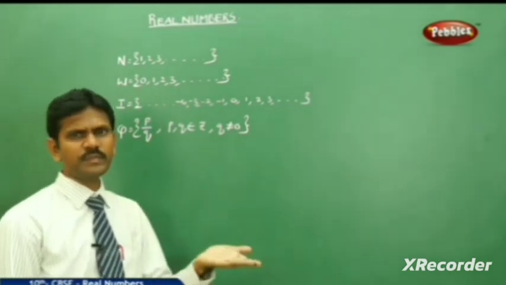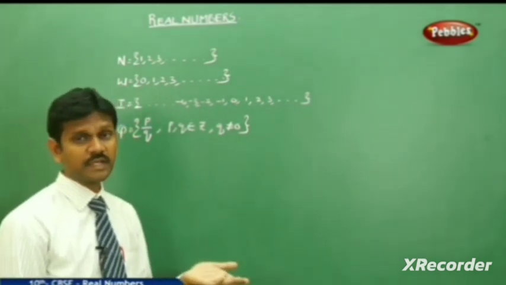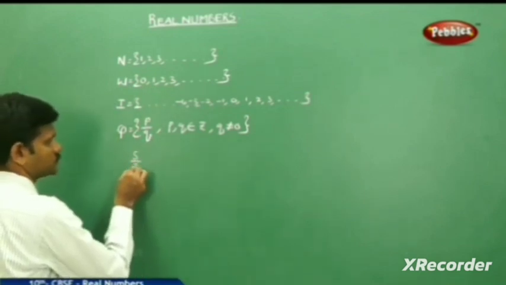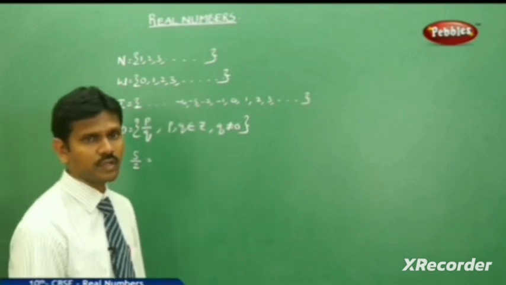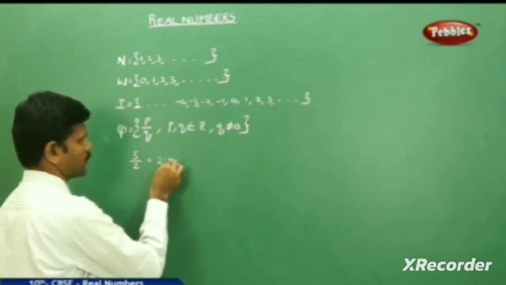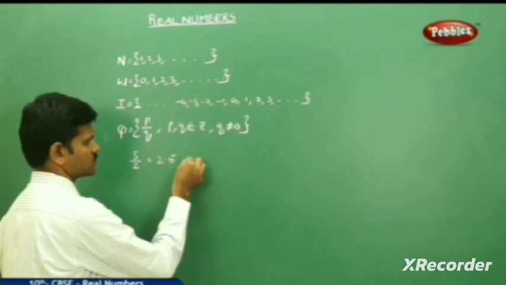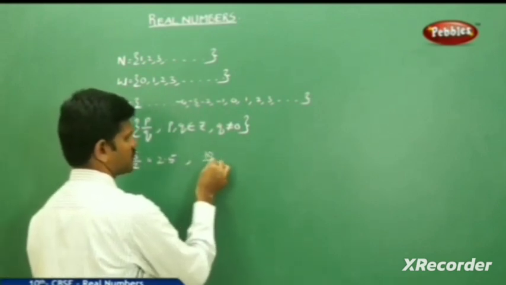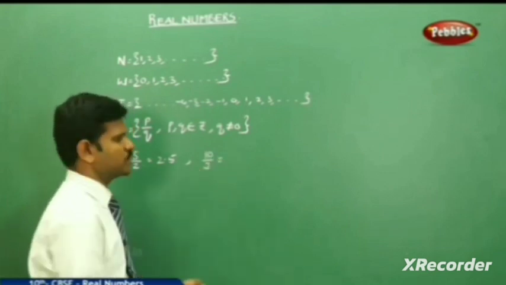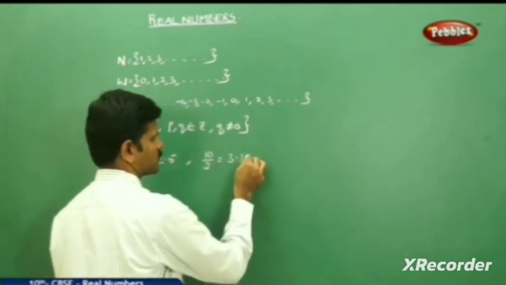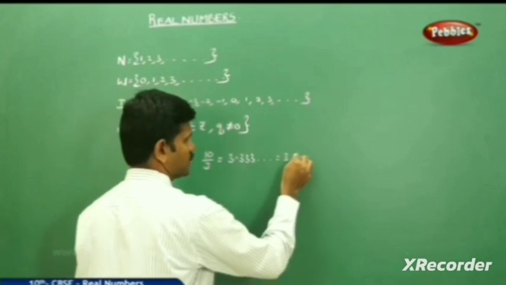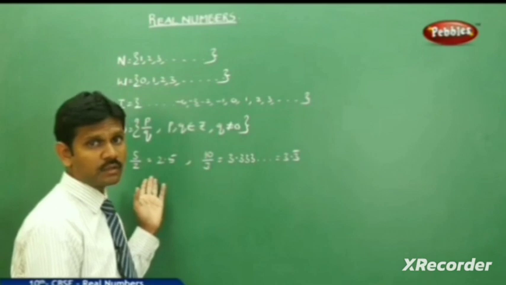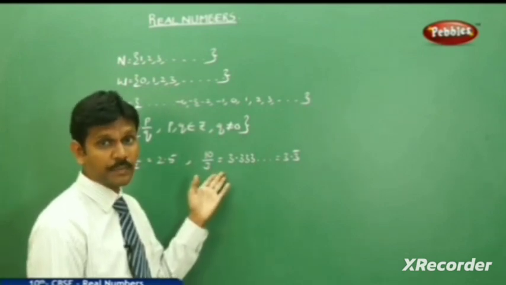Next, what is meant by a terminating decimal? A terminating decimal means one where we get remainder 0. Suppose, for example, 5 by 2. 5 by 2 is nothing but 2.5. Secondly, 10 by 3. 10 by 3 is approximately 3.33333 and so on, which is called 3.3 bar. That is a non-terminating repeating decimal.